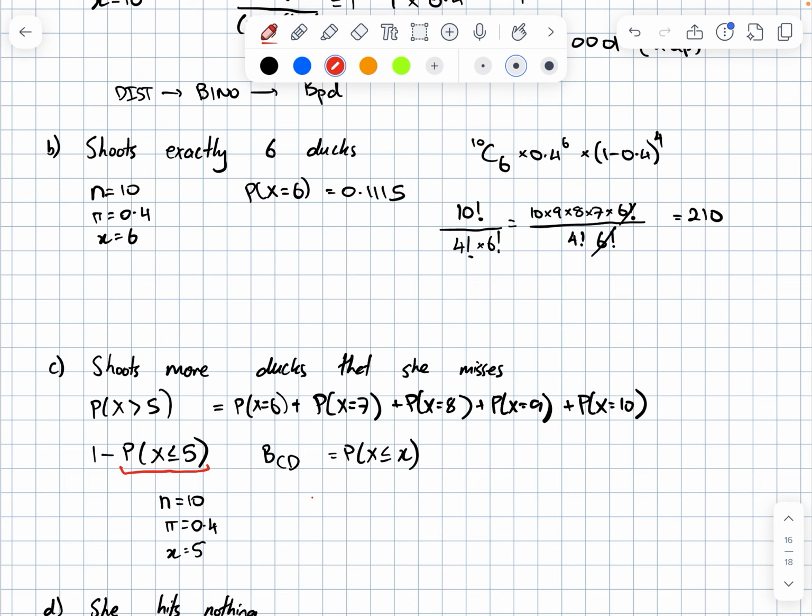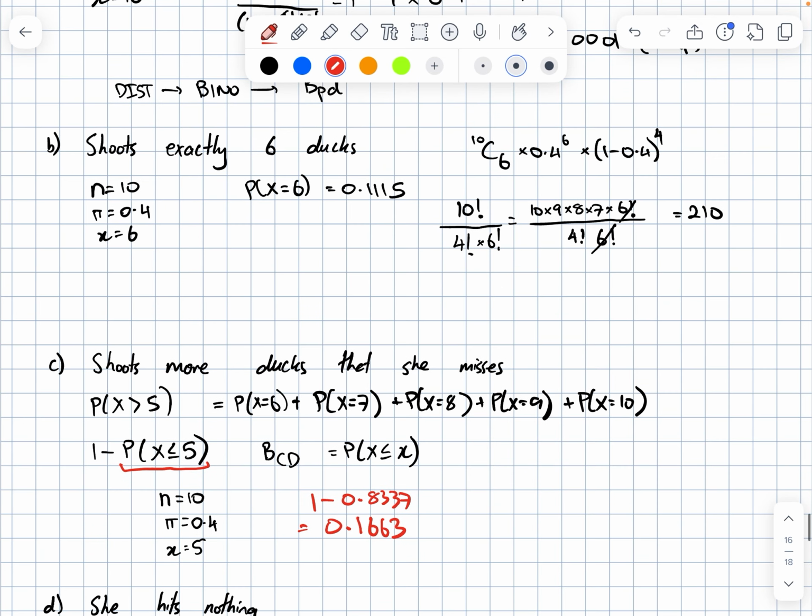If you do that and you put in your calculator, you're going to get a value of 0.8337 or something close to that, which means our probability will be 1 minus that, which gives us a value of 0.1663. In general, we're going to default to using our stats mode in our calculator a lot because it is the quickest and most accurate method.